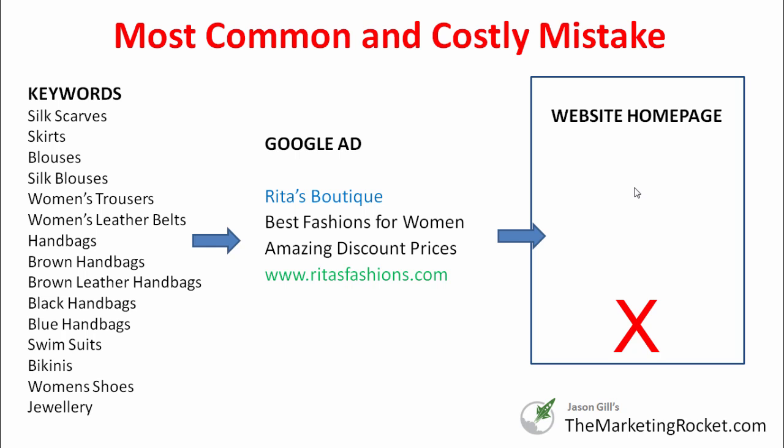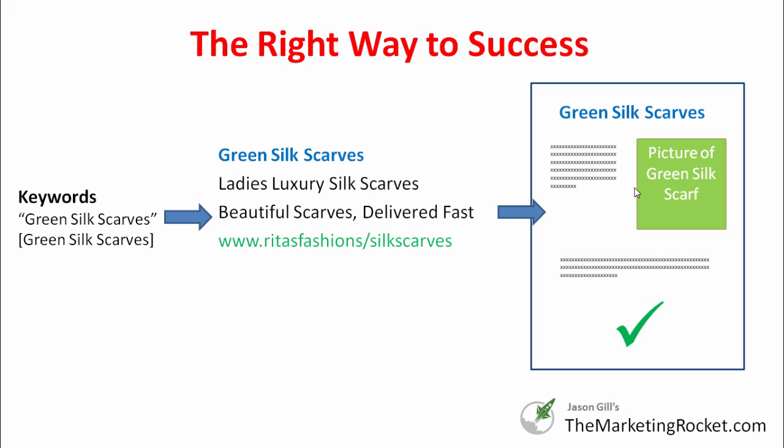So this is the right way for Rita to set up her campaigns, her ad groups. So what she would do is she would create an ad group for green silk scarves for her boutique. Okay, and she would put within this ad group, she would call the ad group green silk scarves. She would put in the ad group keywords for green silk scarves, so that when somebody's searching, when the potential customer is searching, they type in green silk scarves and it triggers an ad for green silk scarves.